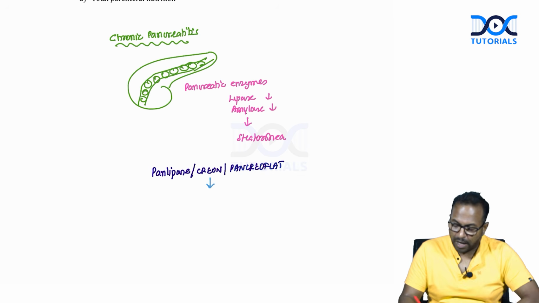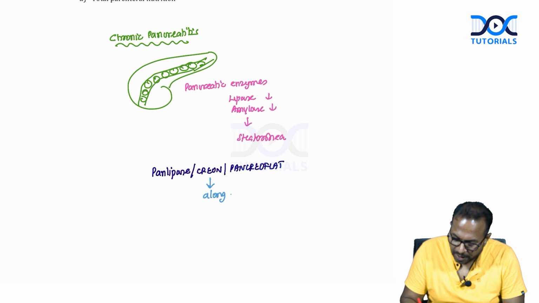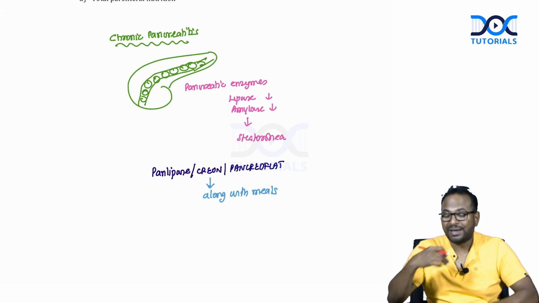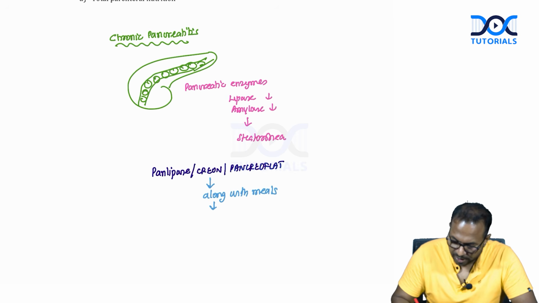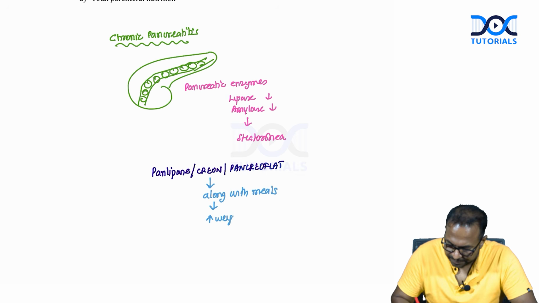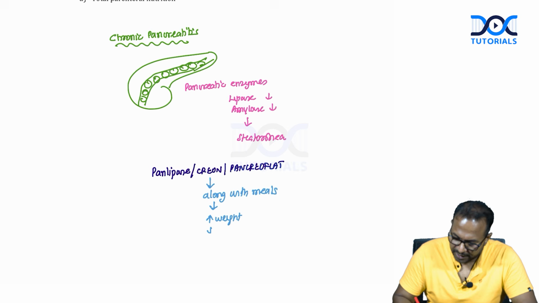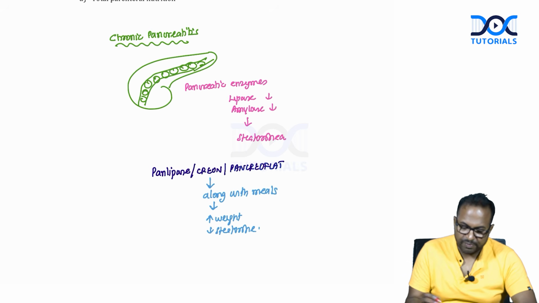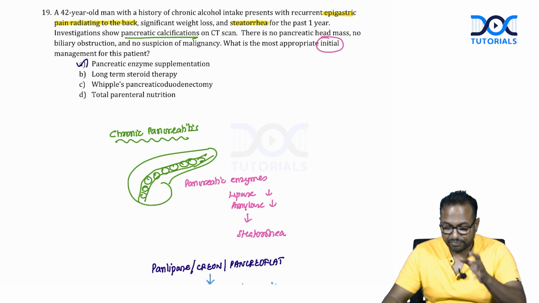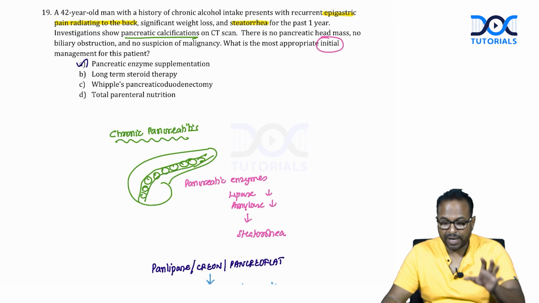This should be given along with the meals. When you are eating, you should take the pancreatic enzyme tablets with the meals. It will decrease the steatorrhea and increase weight gain. This is the first important thing. Afterwards, we will discuss pain management. First, we should correct the steatorrhea and the nutrition. That is the answer for the 19th question.